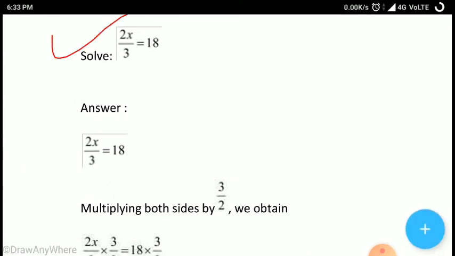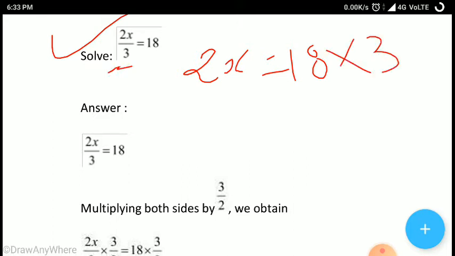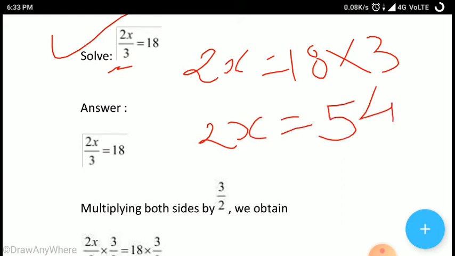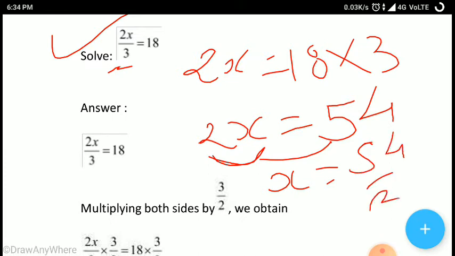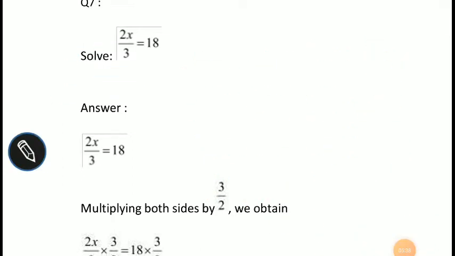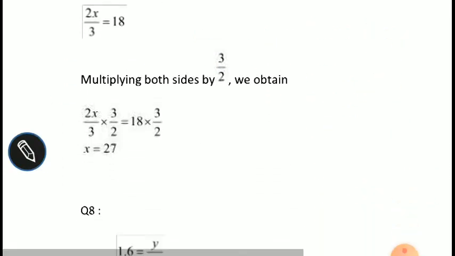Okay, now see question number 7. 2x upon 3 is equal to 18. So first we separate 3 from the variable. Okay, so 2x is equal to 18, and here 3 is in division. Okay, so we just multiply by 3. So 2x is equal to 18 times 3, which is 54. Now we transpose this 2 to RHS. Okay, so 54 divided by 2. So the answer is what? 27. Okay, 27 twos are 54. Okay students, understood? Here the whole method is given.